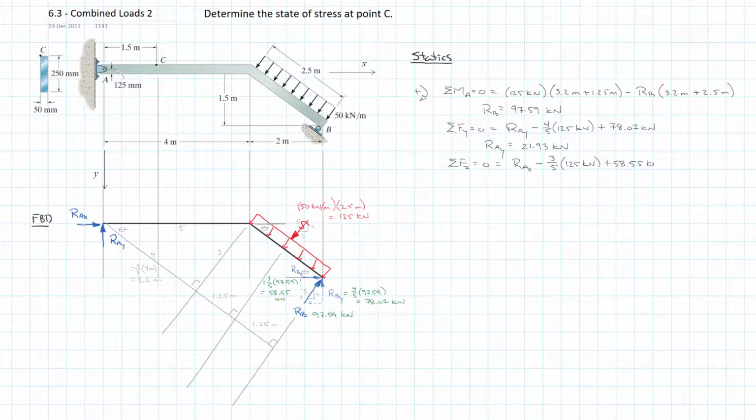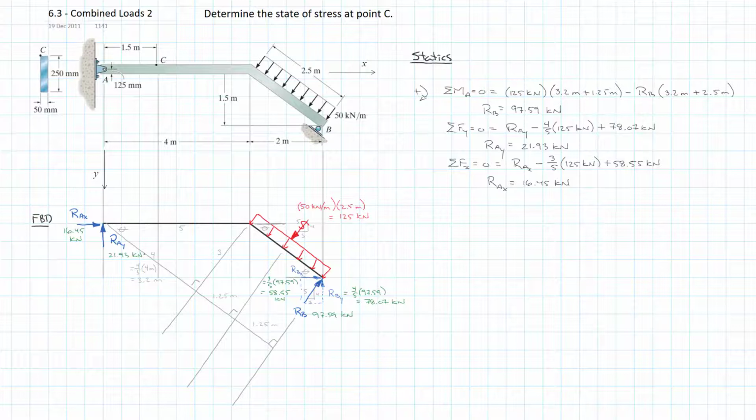58.55 kilonewtons, and that allows us to get RAX equal to 16.45 kilonewtons. And I'm just going to transfer those over here. So RAX 16.45 kilonewtons, RAY 21.93 kilonewtons. And we're almost away to the races.